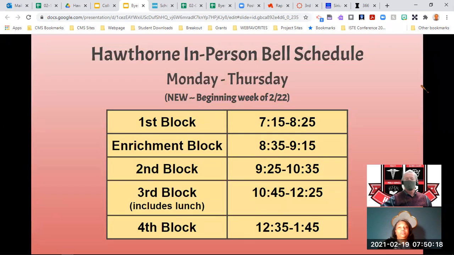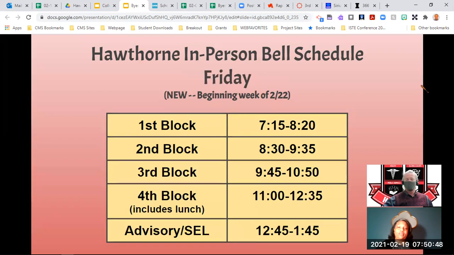All right, and then the in-person bell schedule, Monday through Thursdays. Starting Monday with the rotation A, first block is at 7:15 to 8:25, and then you have your enrichment block second, and then your second block starts at 9:25. So notice the times are different than what we've been doing. Third block includes lunch and starts at 11:45, and then fourth block starts at 12:35. So pay attention Monday through Thursday, because then Friday, you want to do that one?